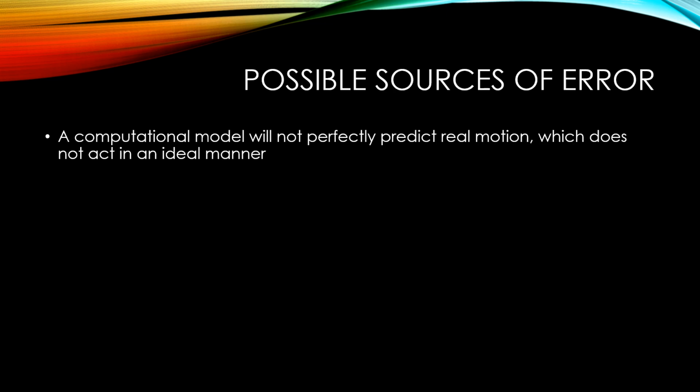So possible sources of error: a computational model will not perfectly predict the real motion, which does not follow an ideal manner of motion because motion is not perfect.